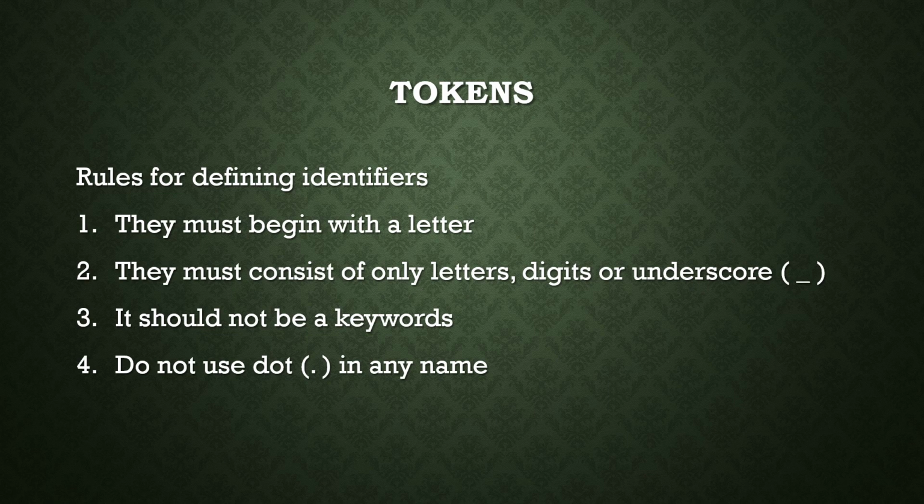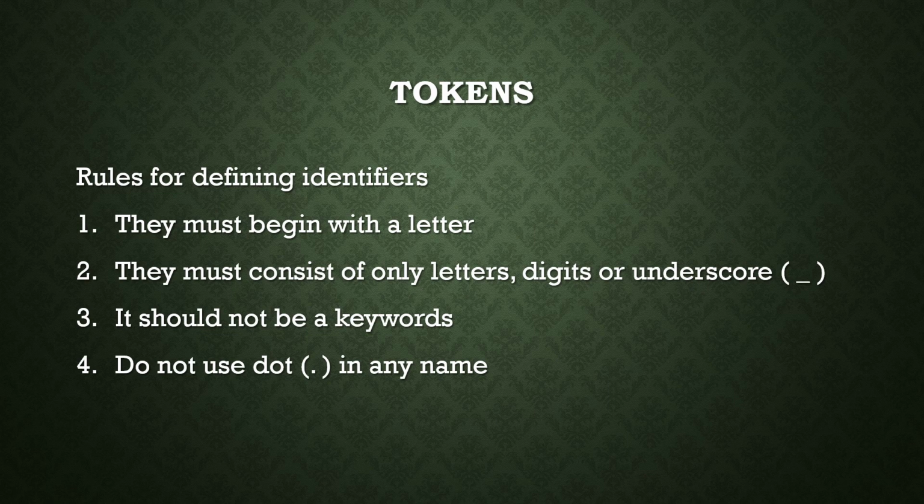Number 2 is they must consist of only letters, digits, or underscore. So you can write name, age, any variable name with letters, digits, or underscore, but you don't start with any numbers. In between the letters you can use digits, or in the last place you can use digits. Number 3 is it should not be a keyword. Yes, keywords you cannot use as a variable name.